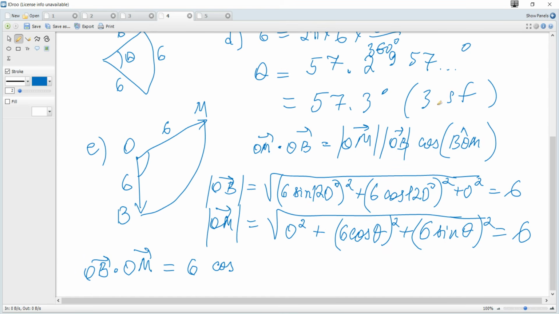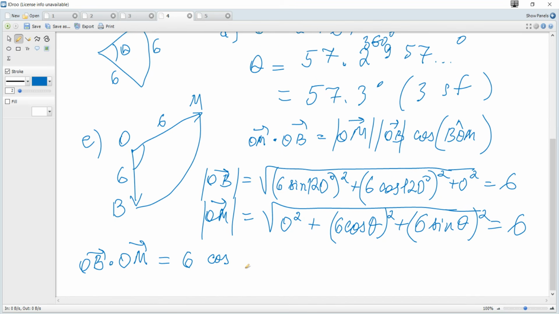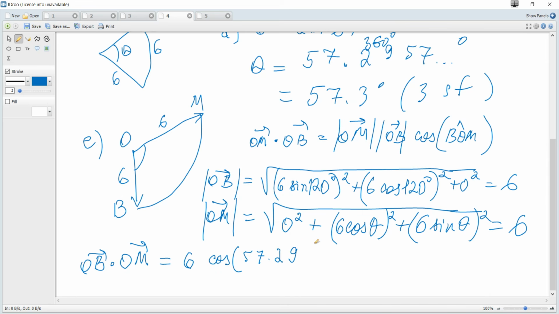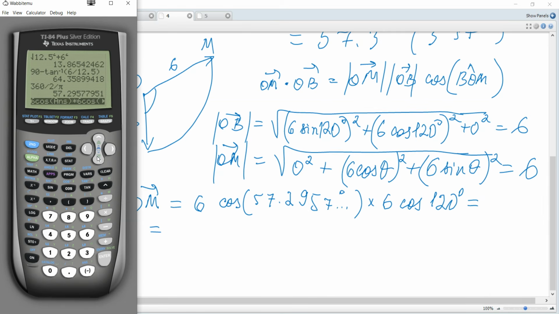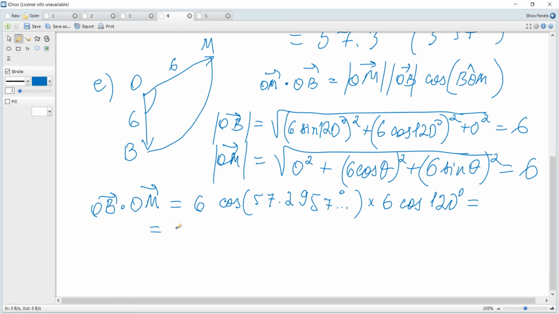It is acceptable to use 3 significant figures, but it would be better to use the exact value, 57.2957 degrees and so on, multiplied by 6 times cosine of 120 degrees. It's not necessary to calculate separately, you may calculate the cosine directly. It's negative 9.7254 and so on.